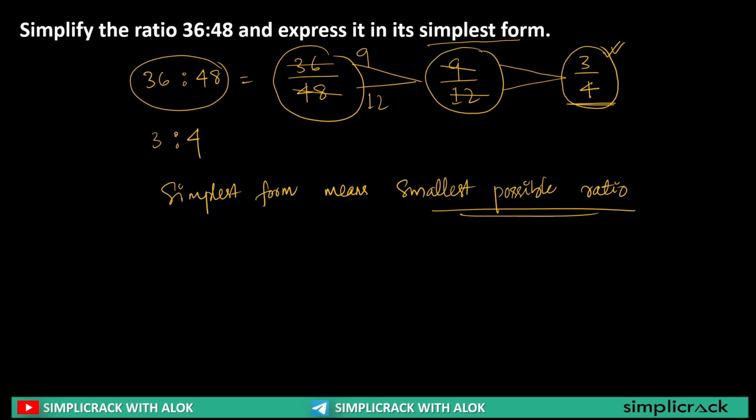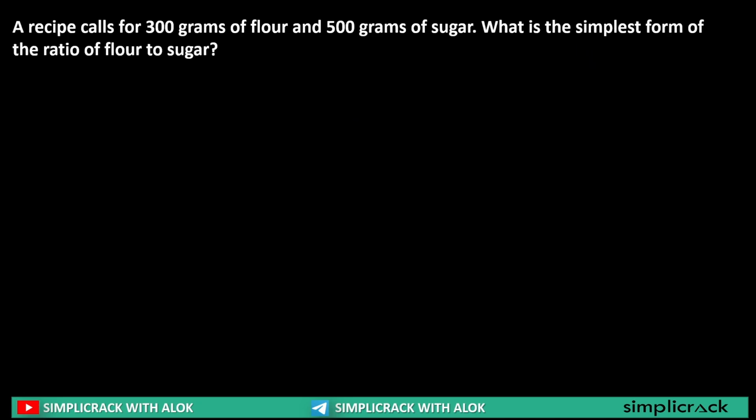Okay, now next question. A recipe calls for 300 grams of flour and 500 grams of sugar. What is the simplest form of the ratio of flour to sugar? See, it has written flour to sugar. So I will give you two examples. Okay, so flour to sugar, right? Yes, sir.